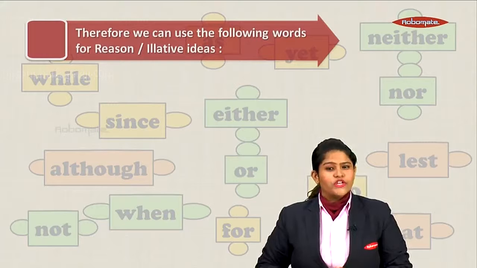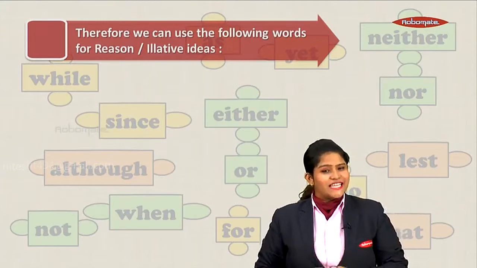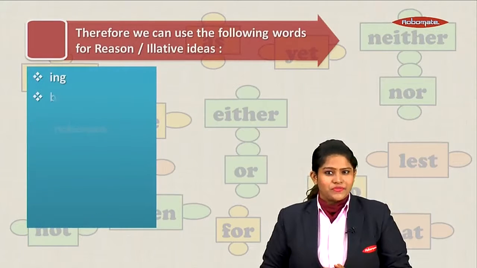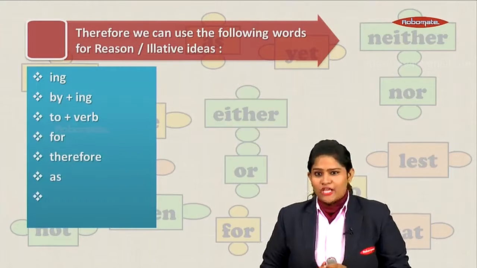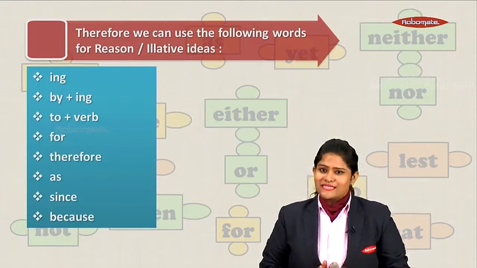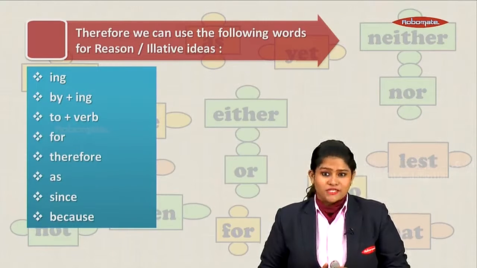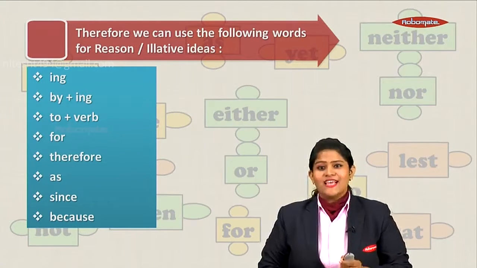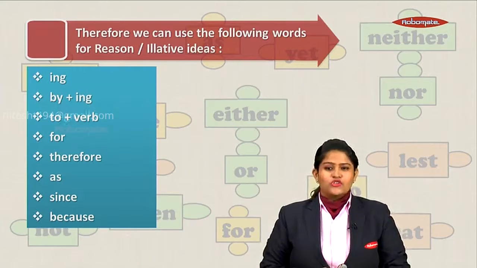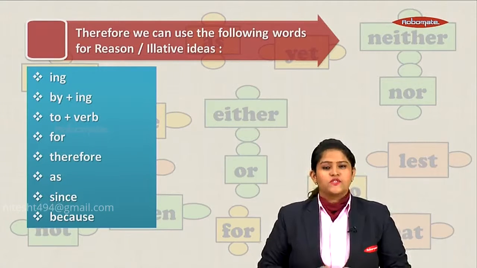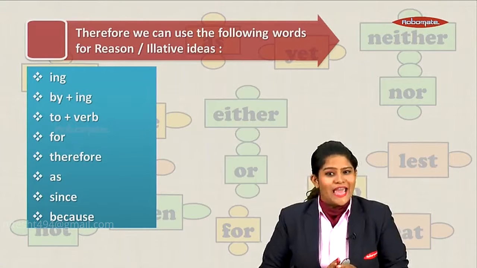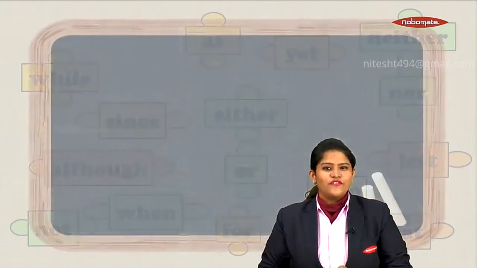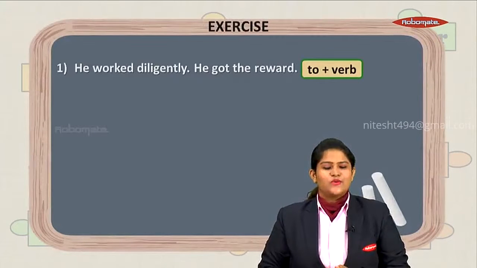We have gone through the different options that we have under reason and related ideas. Let us see which words could we use. This is the list. We could use an ing word. We could use by plus an ing word. We could use to plus a verb. We could use for. We could use therefore. We could use as, since, because. So these were all the options. Now let us quickly memorize this as we are moving ahead to the exercise wherein we will be trying all types of sentences. So let's see what is there here.